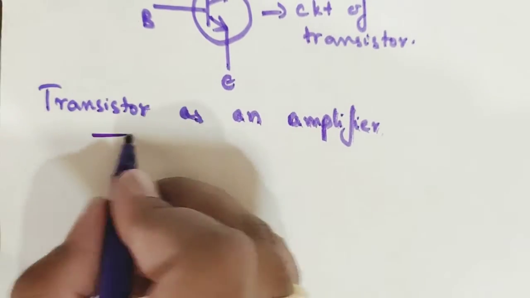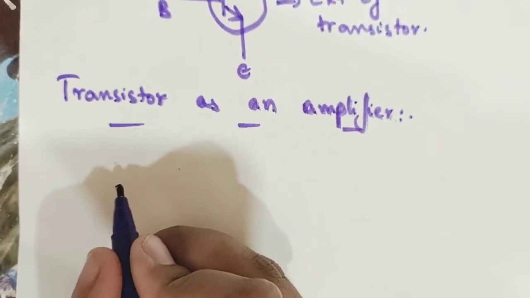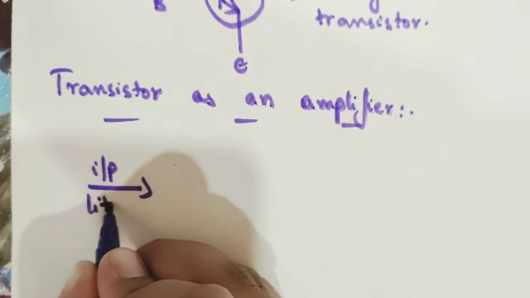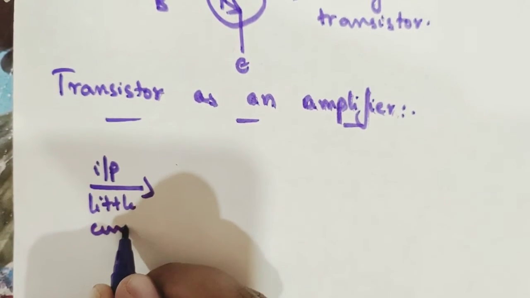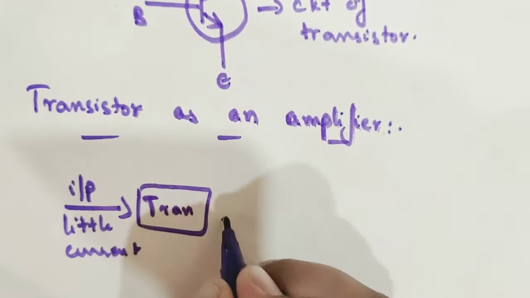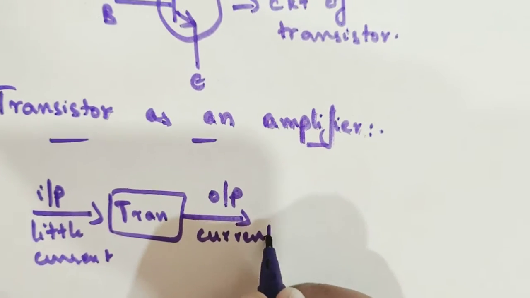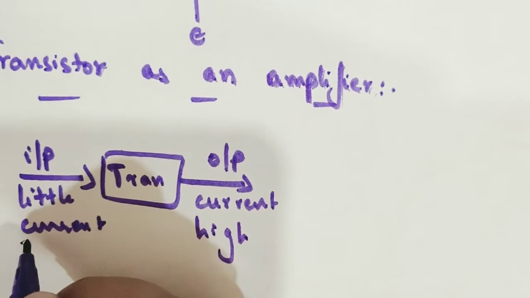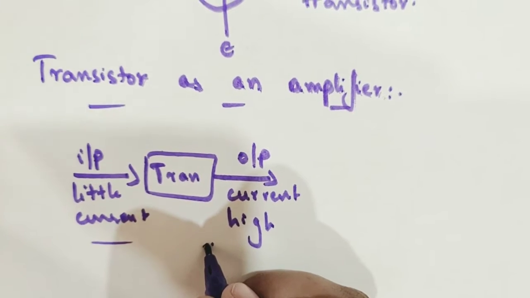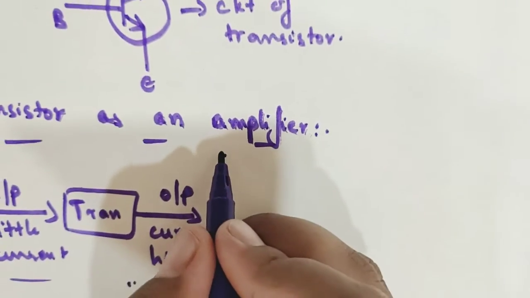Here we can see that the main functionality of a transistor is that when a little amount of input current is passed across the transistor, it generates a high amount of output current. This is a very important point to be noted for a transistor acting as an amplifier or a switch. Now let me explain this with the help of a schematic diagram.